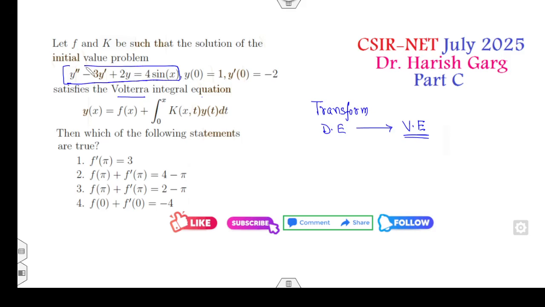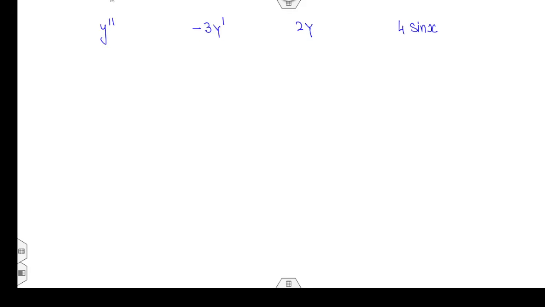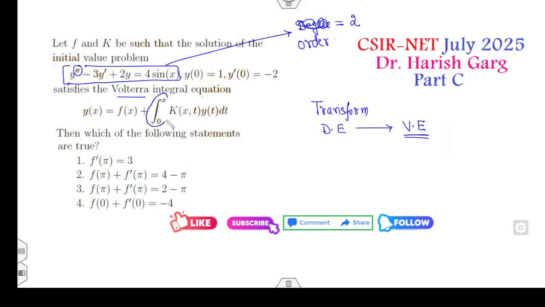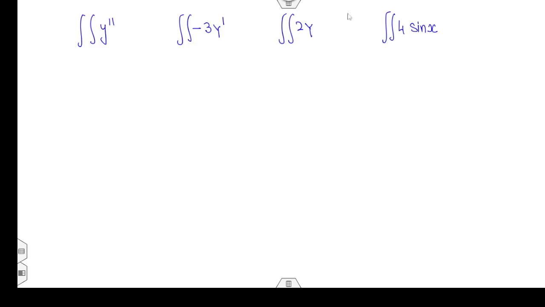So can you find the order of this differential equation? What is the degree of this differential equation? 2, because it is a second order differential equation. Fine. Is it okay? Oh, sorry, what is the order, not the degree? Can you find the order of the differential equation? It's 2. So once it's 2, that means you can find the double integration of each term. Fine. And the limits are 0 to x.